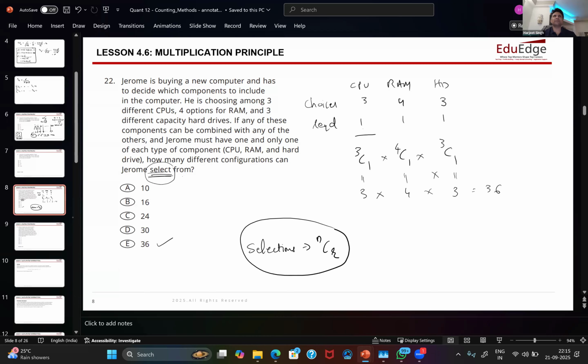Most probably there will be a word which will help you understand whether it's arrangement or whether it's selection. If it's not given, then you need to infer from the given context whether it's arrangement or selection. Wherever position matters, it's an arrangement and a permutation problem.